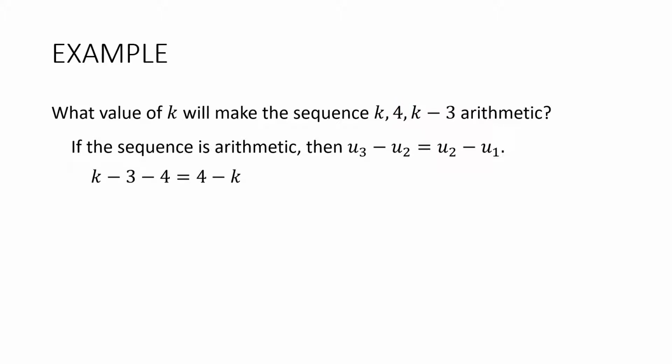And this is just an equation that I'm going to solve. So collecting your terms on the correct sides, k is equal to 11 on 2. And I could substitute that back in and show that we had a common difference.